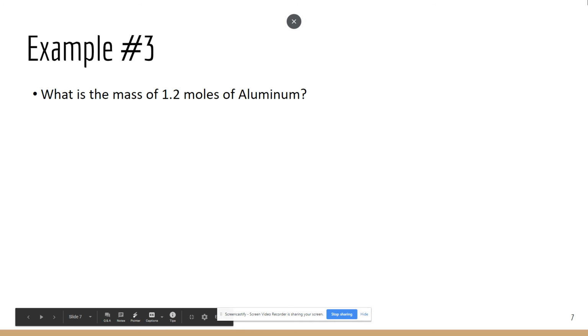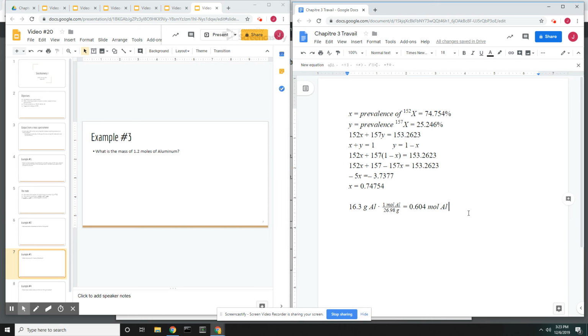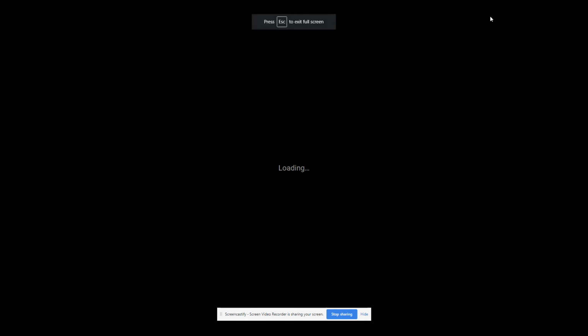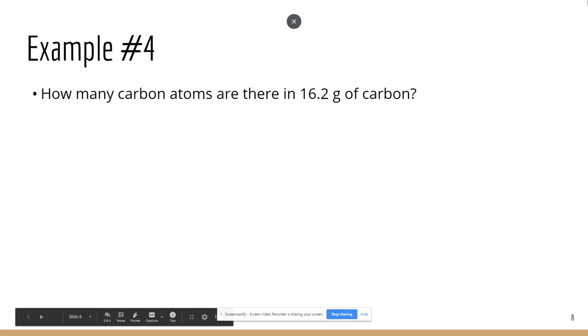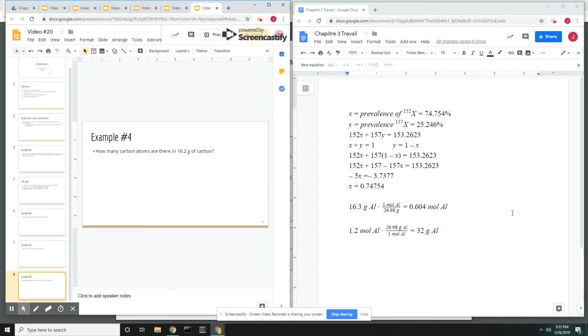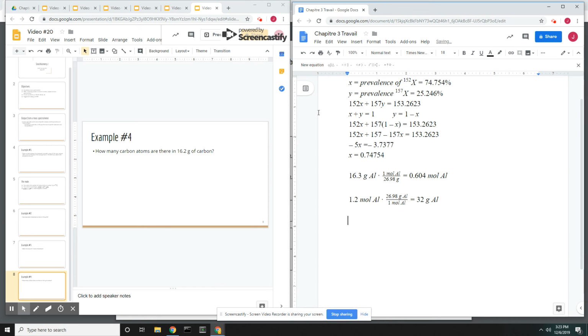Pause here. So this is just kind of the reverse of it. Pause here. So I'll work through this one as well. This one has multiple steps.